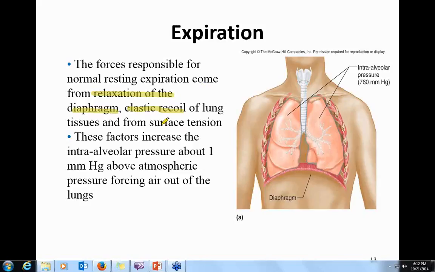And also, surface tension takes over and makes the alveoli in the lung also very small, or as small as possible. And when all this contraction and recoil and surface tension occur, you make a smaller volume. Therefore, you increase the air pressure about 1 milligram of mercury above atmospheric. So when you expire, air comes out and re-enters the atmosphere.